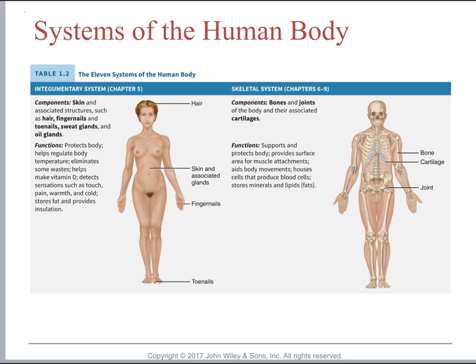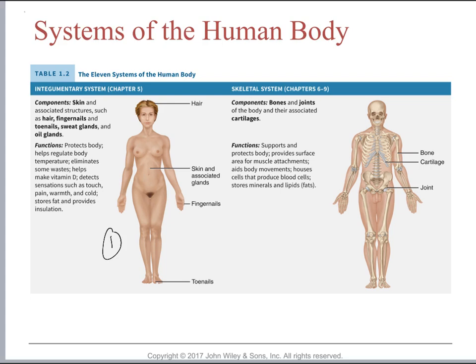Let's use table 1.2 to look at our 11 body systems from a diagrammatic perspective. Look at the integumentary system. So we start right here. We see we're talking about hair, fingernails, toenails, sweat glands, oil glands, our skin, etc. And look at its function. Protecting. We're protecting our body from pathogens, from bacteria, from dirt, debris, from everything around us.